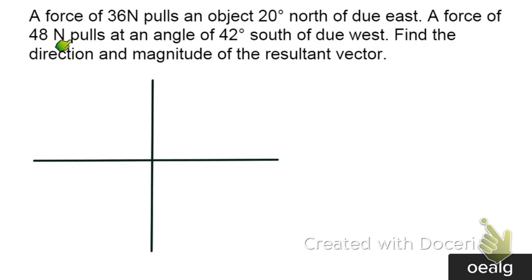Now, a force of 36 newtons pulls an object 20 degrees north of due east. So if we think about our graph, this would be east, this would be north. So if we're 20 degrees north of due east, that means that would be what our vector looks like. Now, this force is like our magnitude. So it tells us that that has 36 newtons of force.